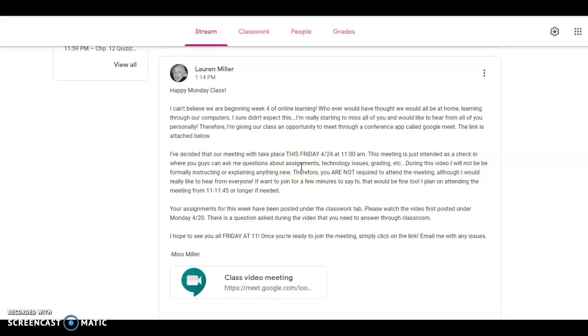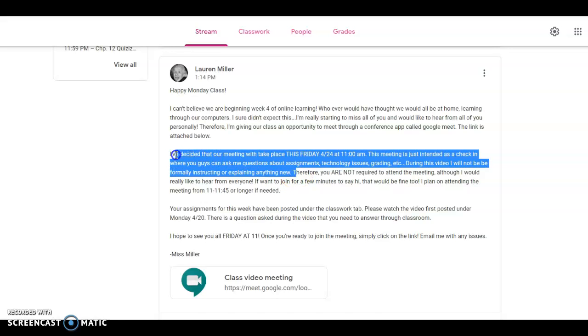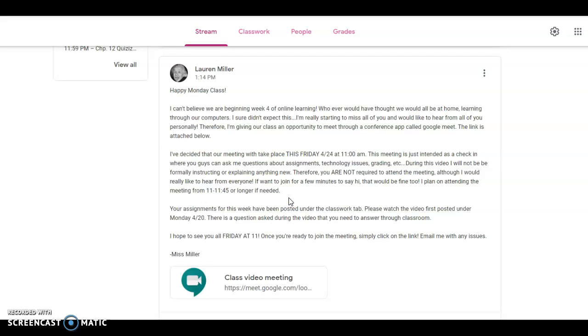This will be informal, meaning that I'm not going to be teaching anything new, and I say all of this in the post. I'm not teaching anything new. I can answer your questions. I can review some topics for you because you will have to take a test this week on Wednesday. But the purpose is just to check in with everybody. You can even talk about what you've been doing over this quarantine time. It doesn't necessarily even have to be about school or science, but I just really want to hear from you guys and answer any questions you have.